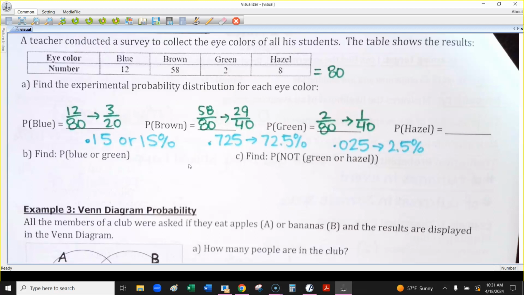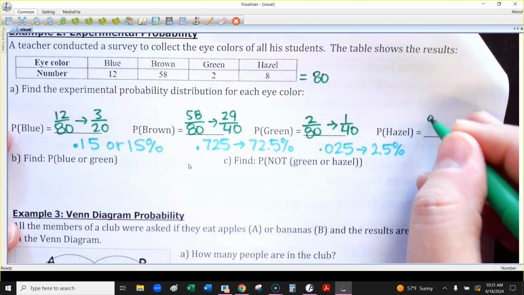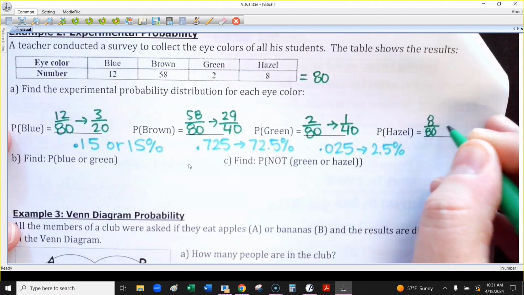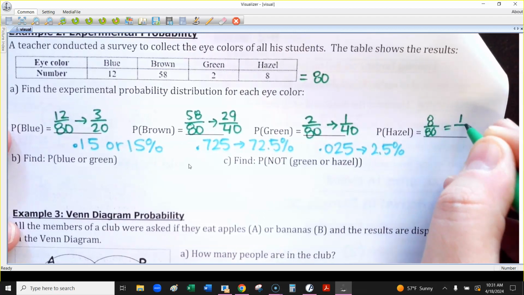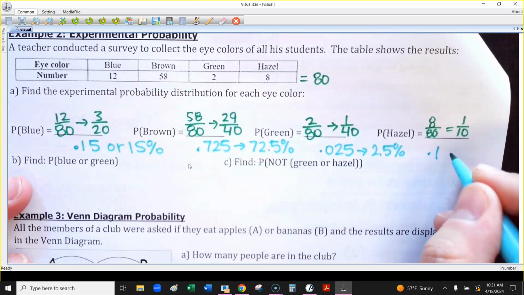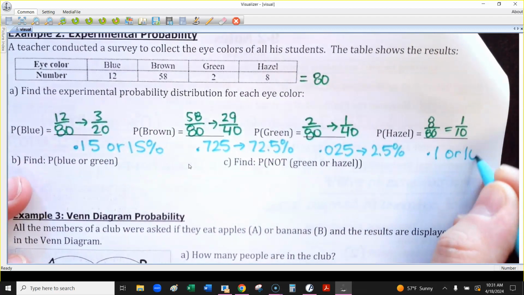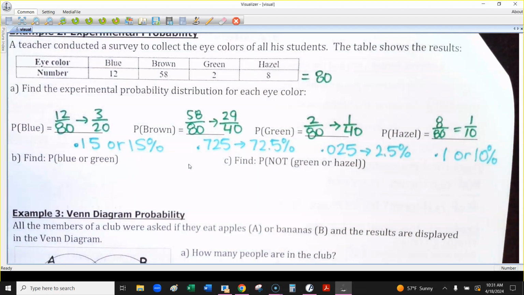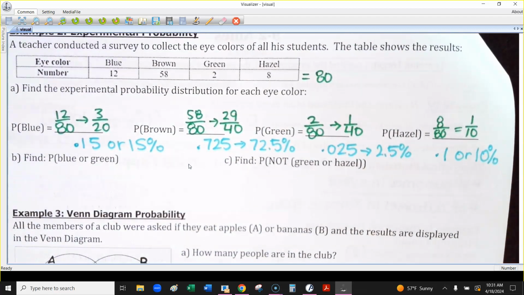All right, and then hazel, real quick, that's the last one in the table. We'd have 8 out of 80, which would be 1/10, which would be 0.1 as a decimal, or 10% of the people. So any of those, you don't have to write all 3 of those options. I'm just giving you options if the question doesn't specify how they want you to write the answer.